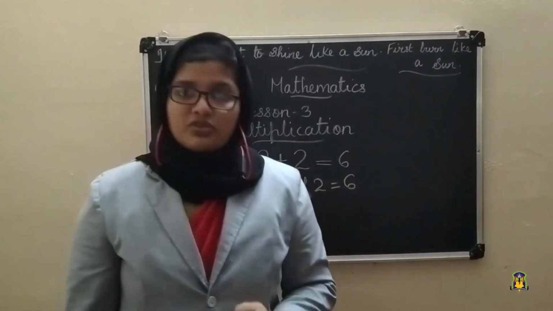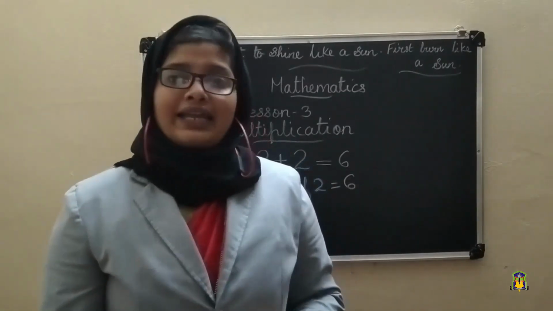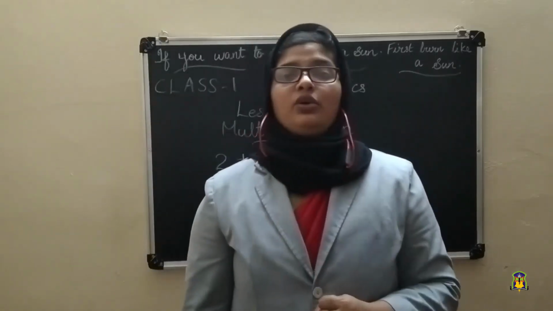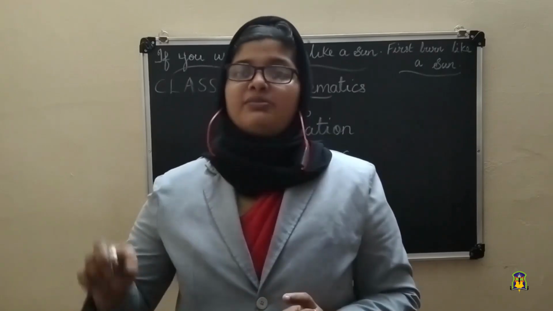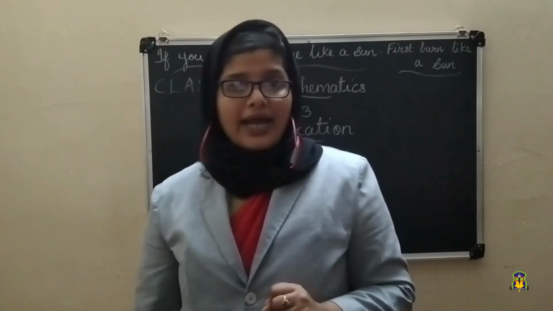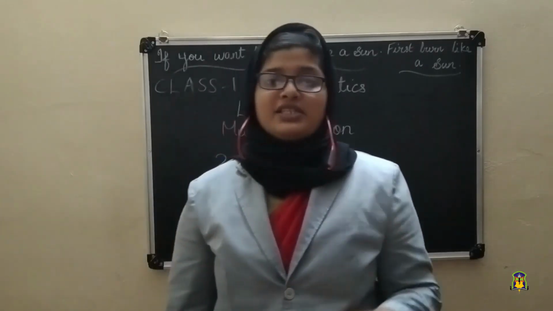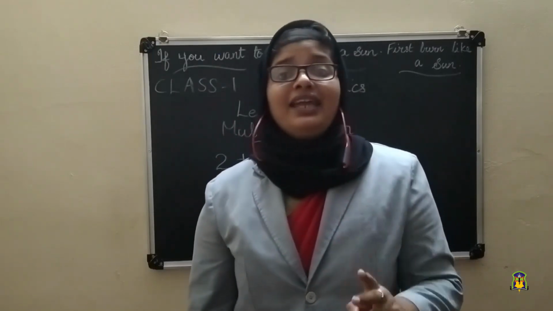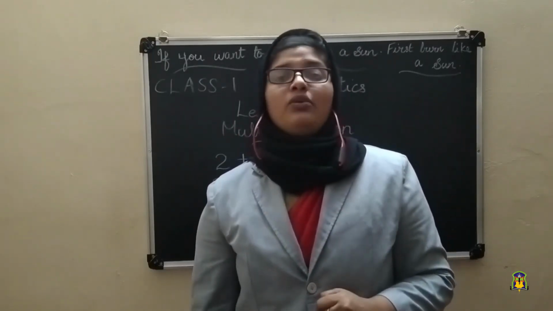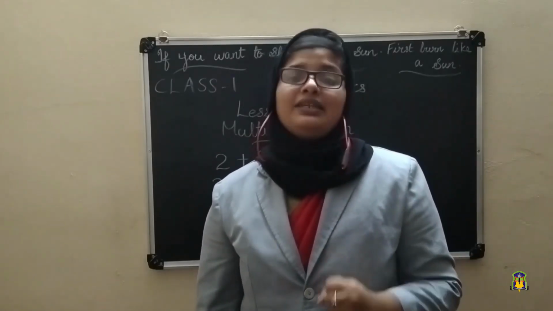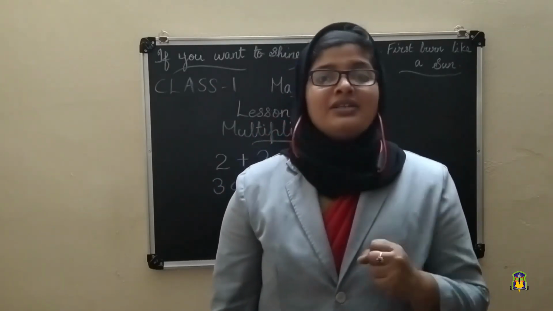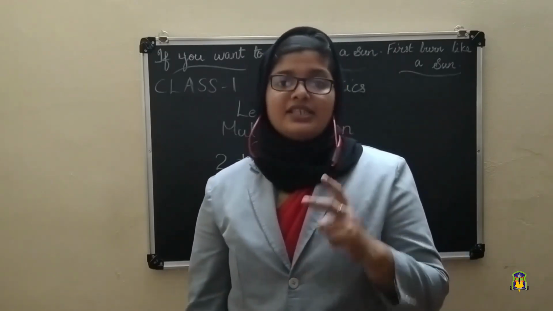So we have to say 2 added 3 times equal 6. 3 times if we are adding. So 2 added 3 times equal 6. Or we have to say 3 times 2 is equal to 6. We have to say it in these 2 ways.